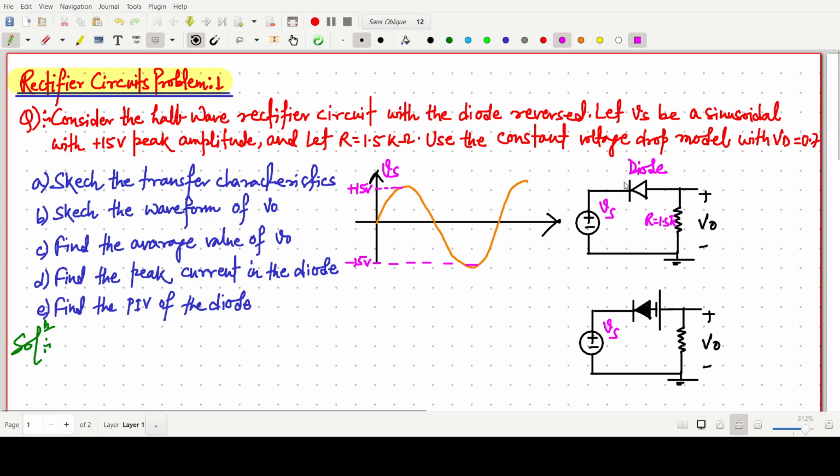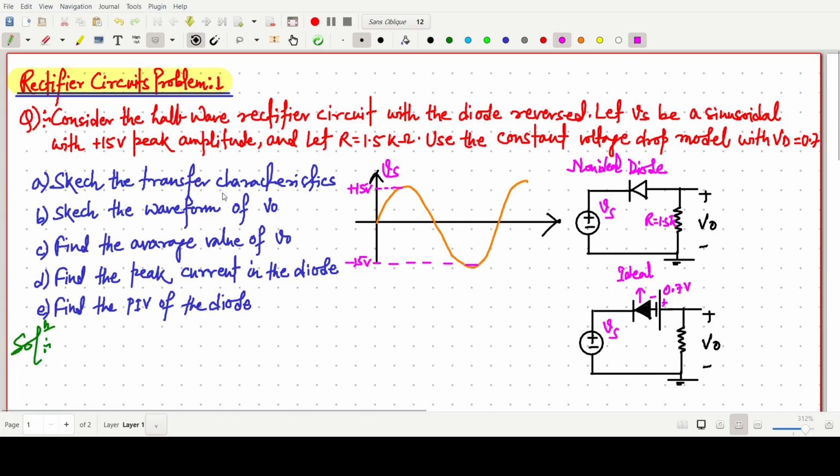This is a non-ideal diode, and we have replaced the same non-ideal diode with an ideal diode, this one, together with a 0.7 volt source. I have already made this diagram. So this one is the given thing.